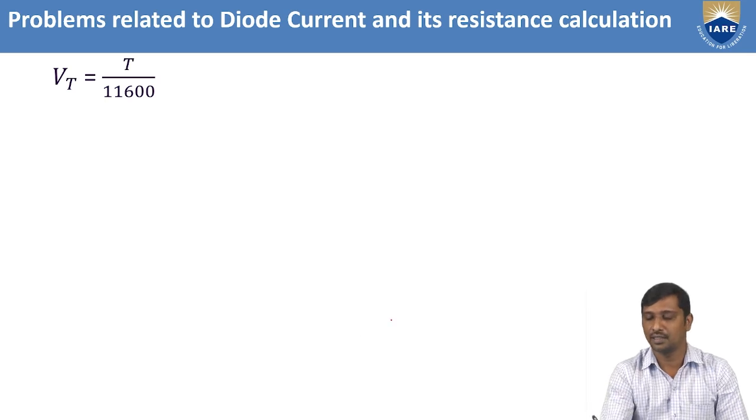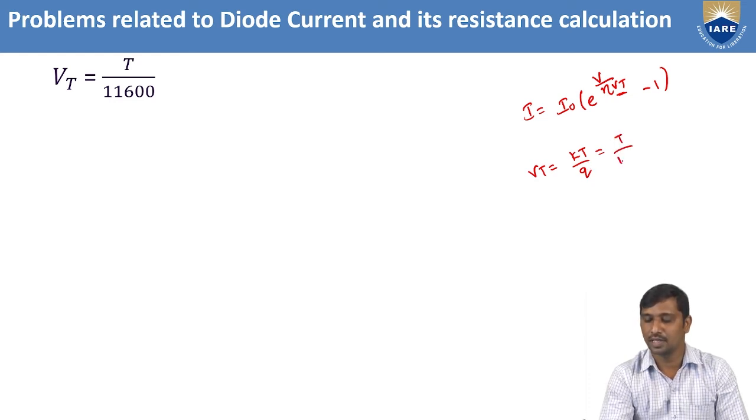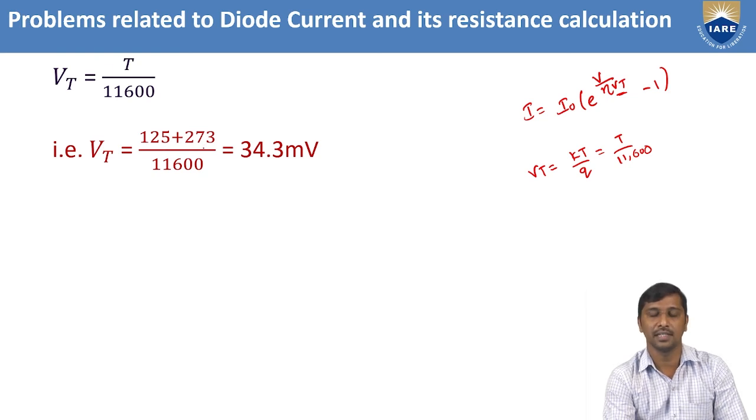If you want to calculate I, we know that I is represented as I naught into e to the power of V by eta times Vt, minus 1. First we need to determine the thermal voltage, which is represented by KT by Q. Substituting the Boltzmann constant and the electron charge, it gives T by 11,600. In the problem the temperature is given in degrees centigrade, so first we need to convert it to Kelvin: 125 degrees centigrade is added to 273. So 125 plus 273 divided by 11,600 gives 34.3 millivolts.